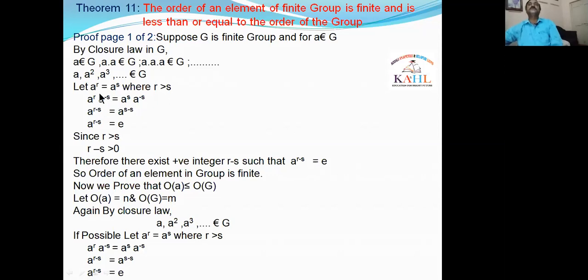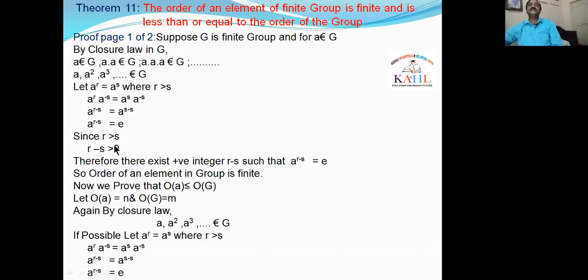Now I am multiplying both sides with A power minus S. What is the formula? A power M into A power N is A power M plus N. That's why A power R into A power minus S is A power R minus S. A power S into A power minus S is A power S minus S, which is A power 0. A power 0 is 1, that is the identity E. A power R minus S is as it is.